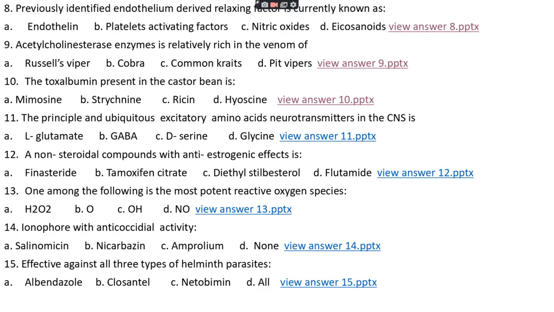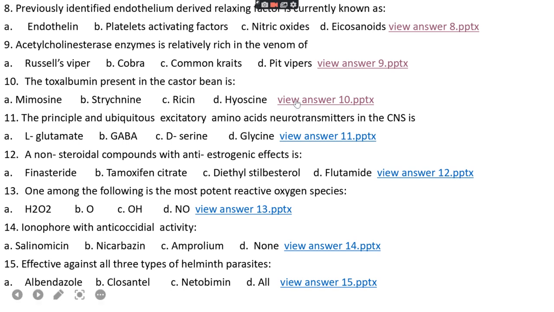Okay. Question number 11. The principal and ubiquitous excitatory amino acid neurotransmitter present in the CNS is option A, L-glutamate, option B, GABA, option C, D-serine, option D, glycine.